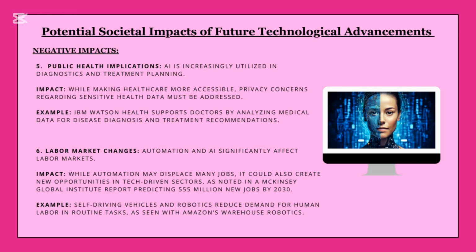Number 6. Labor market changes. Automation and AI significantly affect labor markets. So the impact: while automation may displace many jobs, it could also create new opportunities in tech-driven sectors, as noted in a McKinsey Global Institute report predicting 555 million new jobs by 2030. For example, self-driving vehicles and robotics reduce demand for human labor in routine tasks, as seen with Amazon's warehouse robotics.